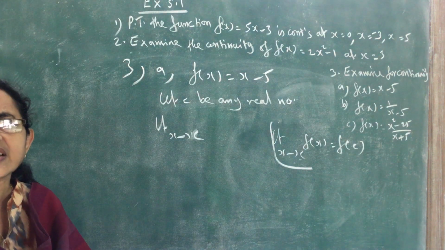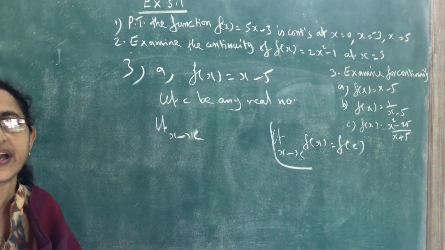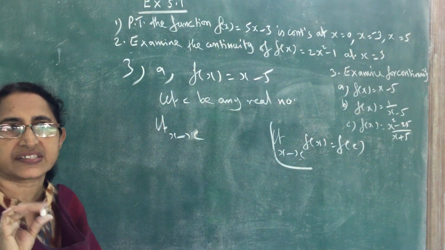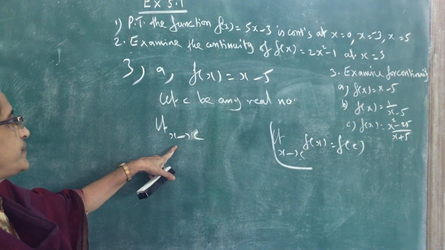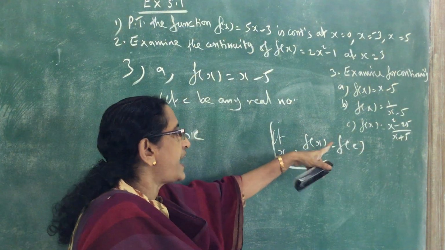Here c generally represents a real number. If the function is continuous at x equal to c, we say that the function is continuous for all real numbers. So c stands for any real number. Now we are going to check the continuity at x equal to c. For that we have to find limit x tends to c of f of x, and f of c.